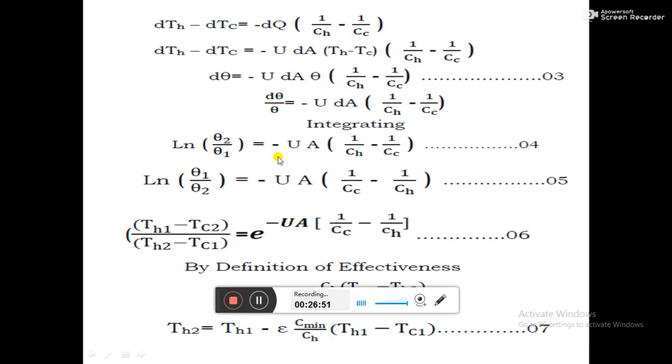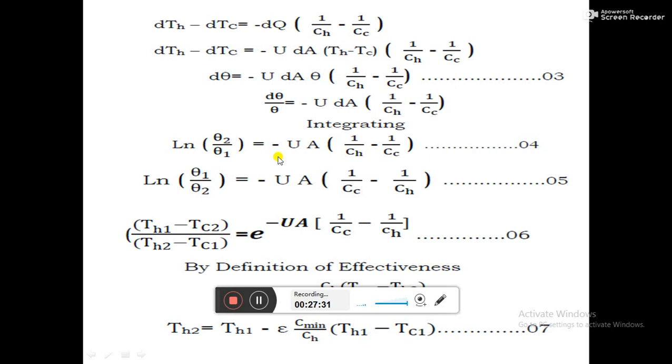Now rearranging the equation, we will get d theta by theta equals minus U into dA into (1 by Ch minus 1 by Cc). Integrating the equation between the limits 1 and 2 on the left and right side, the integration of 1 by theta is ln theta. We will get ln (theta 2 by theta 1) equals minus U into A into (1 by Ch minus 1 by Cc), because the integration of dA is A. Call this equation number 4.